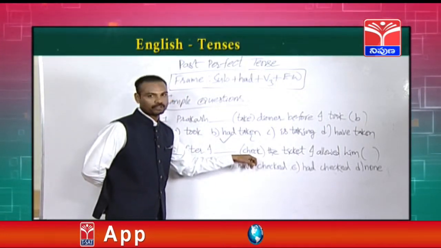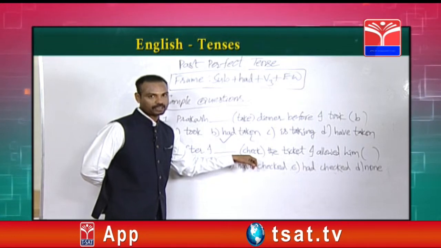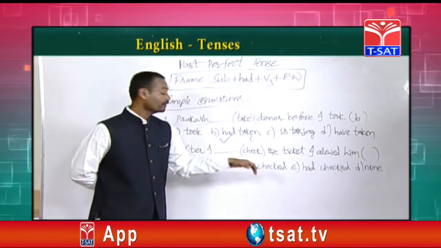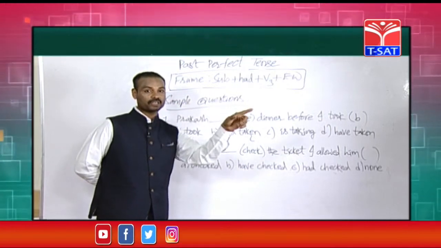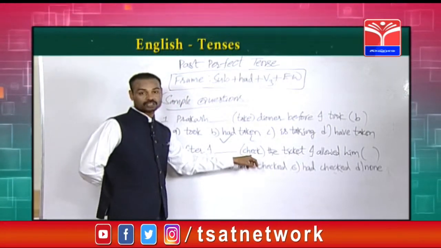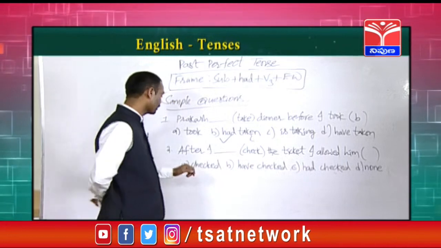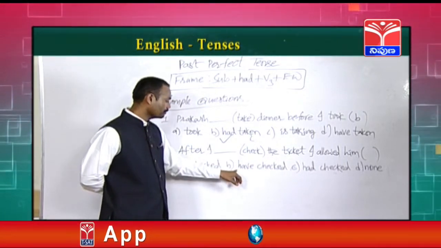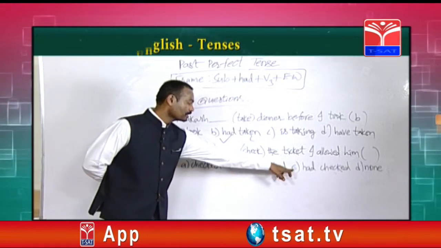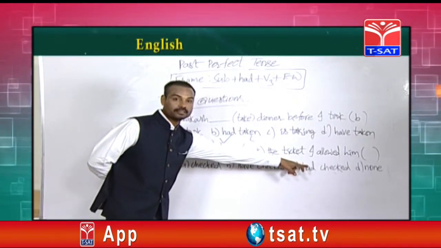So they will give the main verb under the bracket. Check is the main verb. What is the third form of check? Check is V1, checked V2 and checked V3. Checked. Had checked. Had checked is the answer. Option A, let's see the answers. Option A, checked. Option B, have checked. Option C, had checked. Yes, this is the answer.